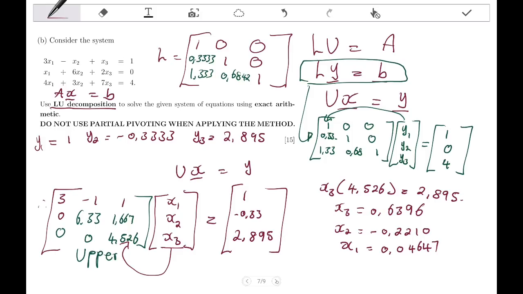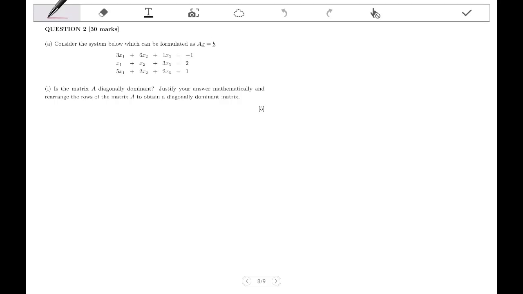So let's do the last question. The last question says, Question 2. Consider the system below, which can be formulated as Ax = b. 3x1 + 6x2 + x3 = -1. Then [x1, x2, x3] is equal to that. This also is equal to that.